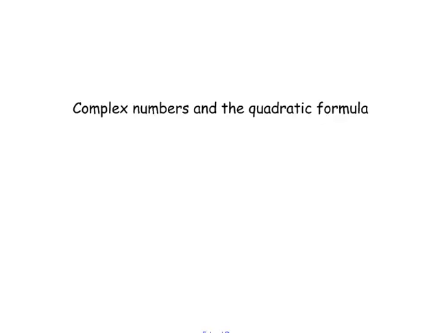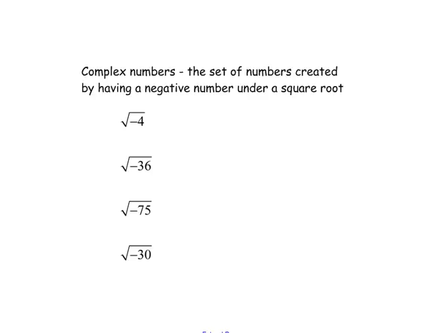In this lesson, we're going to talk about complex numbers and the quadratic formula. Complex numbers are the set of numbers created by having a negative number under the square root. In order to deal with these numbers, you need to know that when we have the square root of -1, we say that that is i, for the set of imaginary numbers, also called complex numbers.